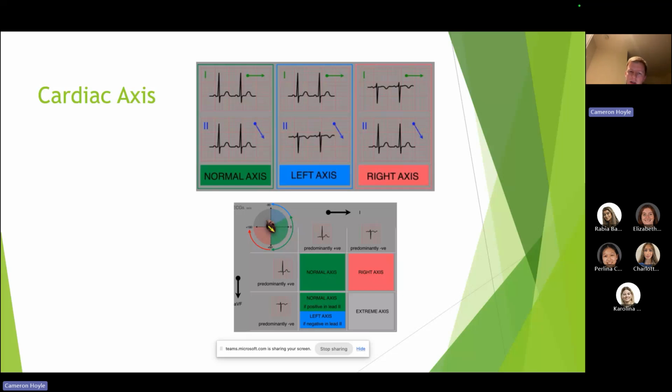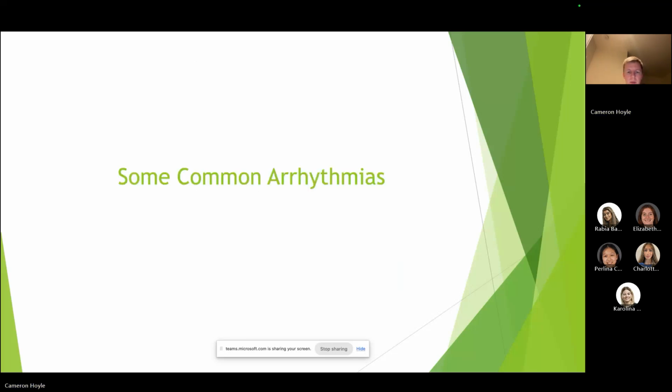The way you can distinguish it is if you look at leads 1 and 2, or 1 and aVF, if they point away from each other, the QRS complexes point away, then that's left axis deviation. If they point towards each other, then it's right axis deviation. You can go into a little bit more detail about the ins and outs of it, but generally it's a good way of remembering the cardiac axis. So some common arrhythmias we'll go through first, and then we'll look at the bradycardia tachycardia algorithms.